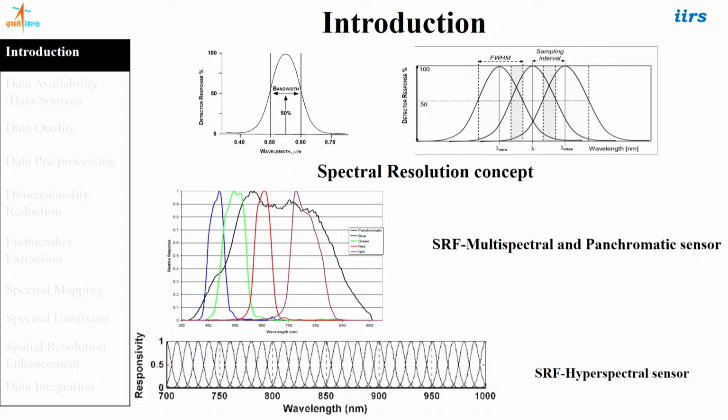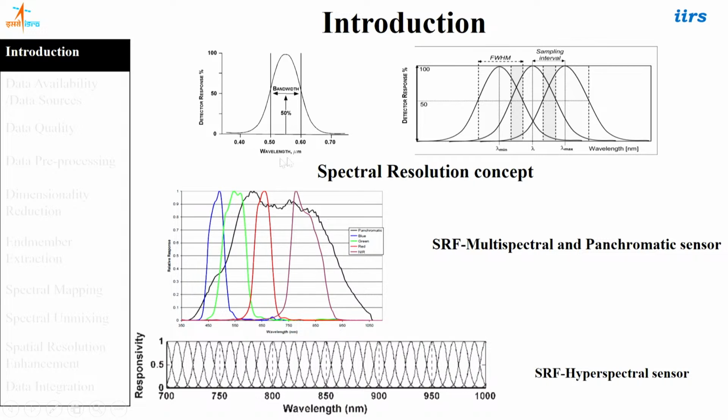So normally spectral resolution definition is what? Ability of a system to discriminate two objects in terms of wavelength. And narrower the band intervals, the better is the spectral reflectance curve. So you see here how we can define that spectral resolution. So it is defined with the term that is called as full width half maximum.